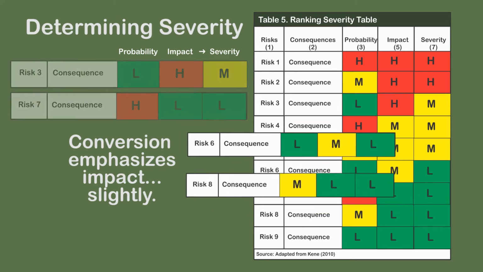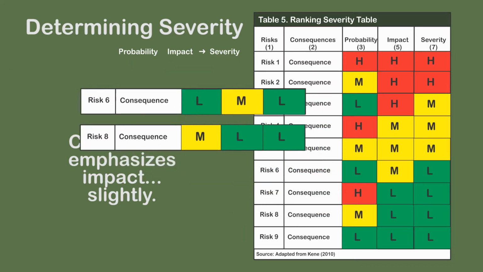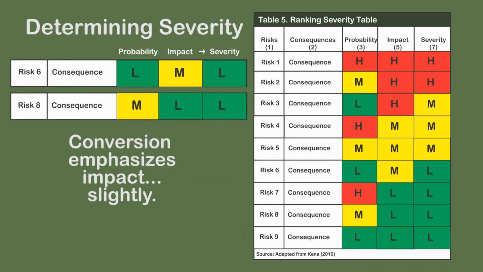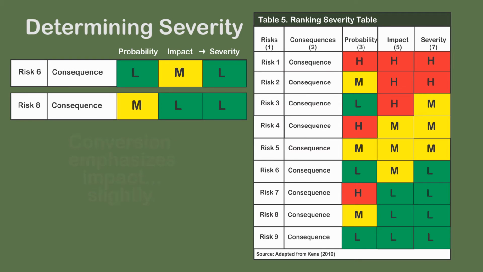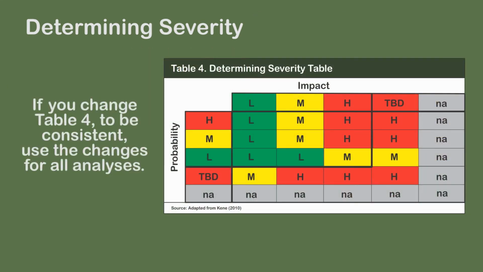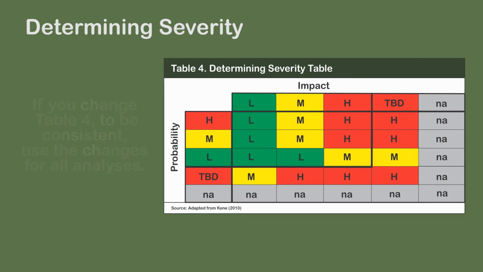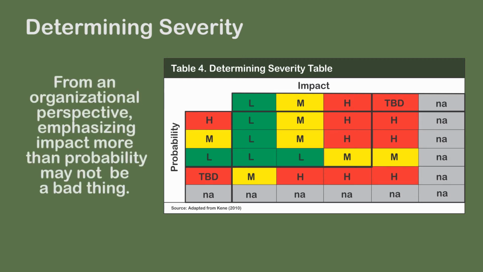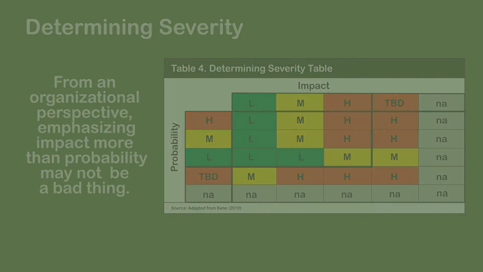However, when comparing risk 6 with risk 8, both the low-medium and medium-low result in the same low severity rating. The calculation of severity in Table 4 is somewhat arbitrary and can be changed to the individual needs. As noted, Table 4 weights impact heavier than probability or frequency of occurrence. From an organizational perspective, that may not be a bad thing either.